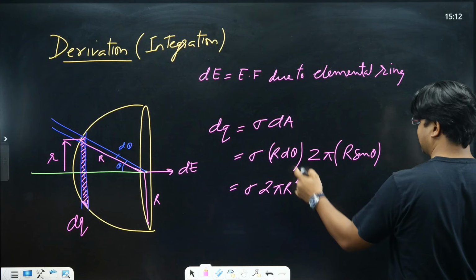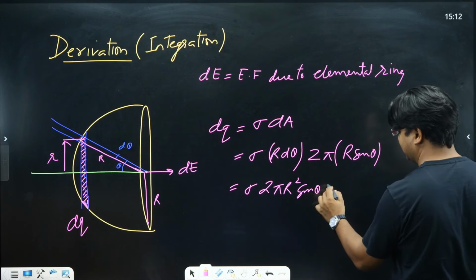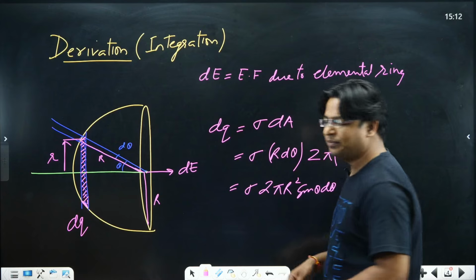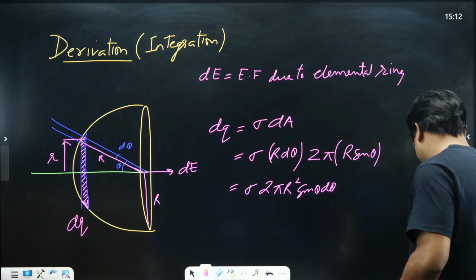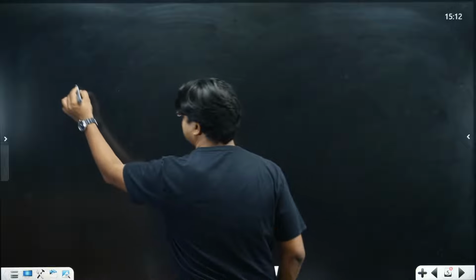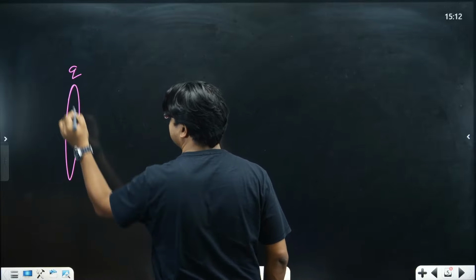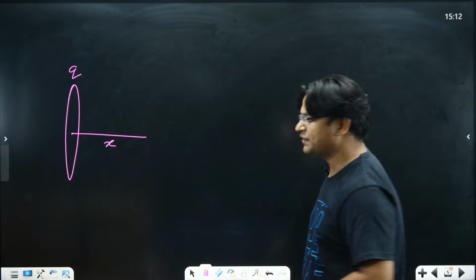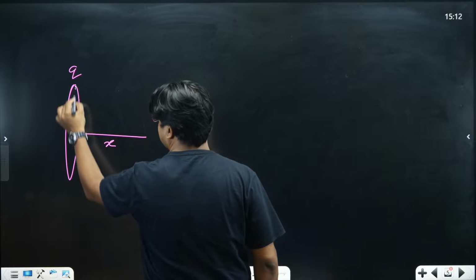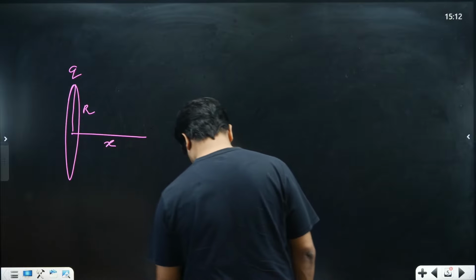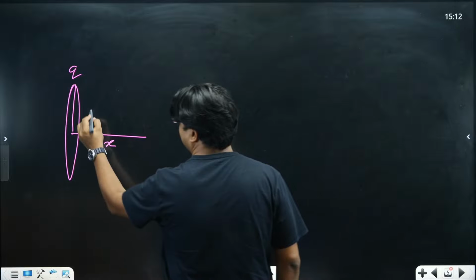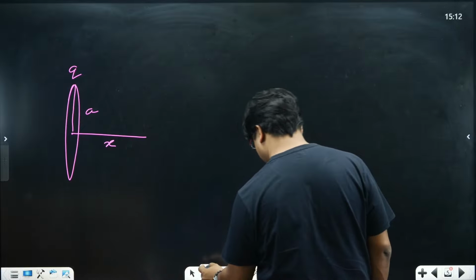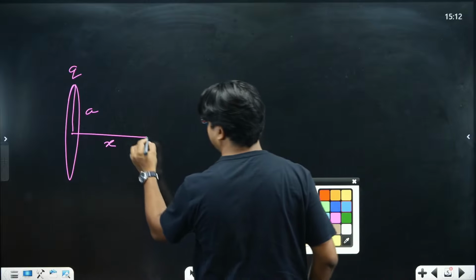Sigma into 2 pi r square, then sine theta d theta, that is dq. Now next we are going to use the result that if there is a ring of charge q, and we are seeking electric field strength at a distance x from its center, and the radius of this ring is, let's say, a. Let's use a different symbol. It's a uniform ring.